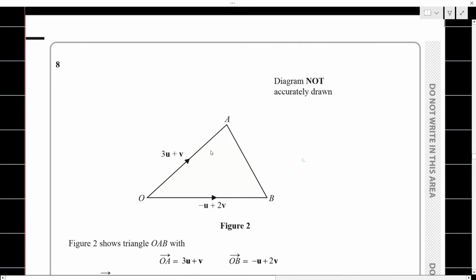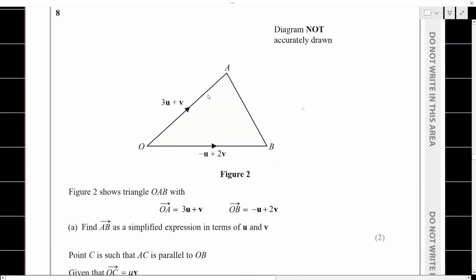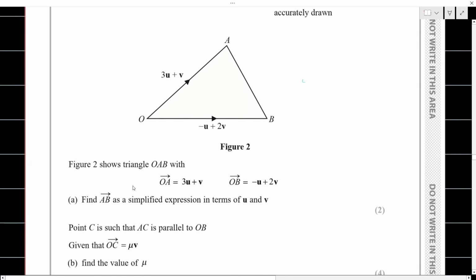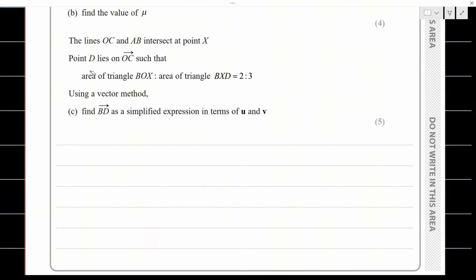This is our question number 8. We can see that we have a figure of a triangle OAB, and we have the side OA expressed as a vector 3u plus v, and OB is the vector minus u plus 2v. In part A, I have to find the AB vector as a simplified expression in terms of u and v.